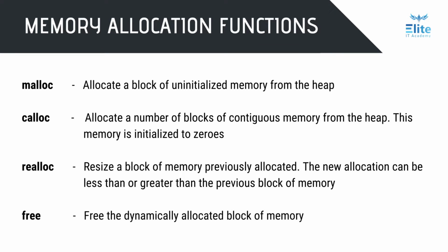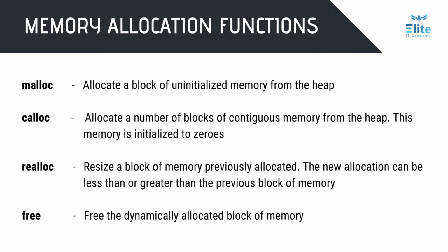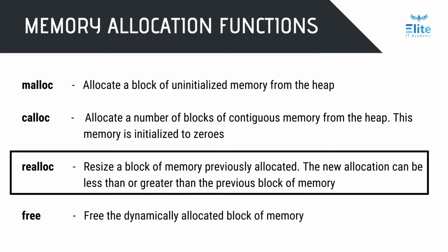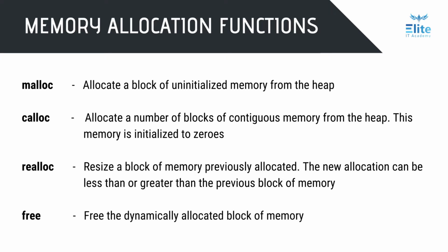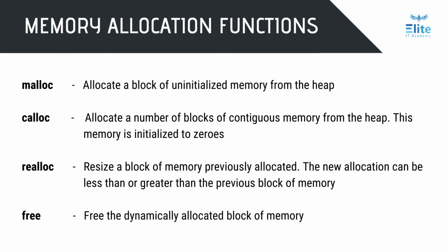The memory allocation functions are malloc, which is used to allocate a block of uninitialized memory from the heap; calloc, which is used to allocate a block of initialized memory from the heap; realloc, which is used to reallocate memory for a previously allocated block of memory; and finally free, which is used to free this dynamically allocated memory back to the free pool of memory. All these functions are declared in the header file stdlib.h.